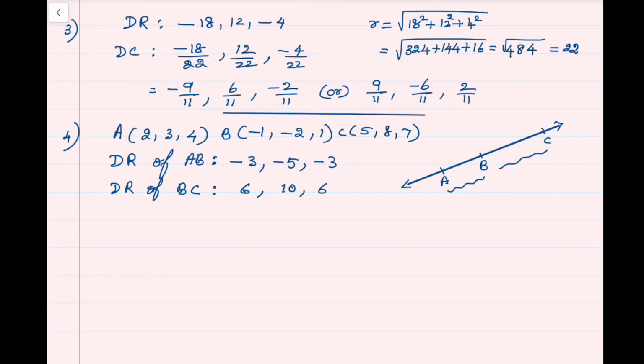Now check for the proportionality. Minus 3 over 6 is equal to minus 5 over 10 is equal to minus 3 over 6. All three ratios are same. Therefore, I can say that AB is parallel to BC. But B is a common point, which implies the points A, B, C are collinear.